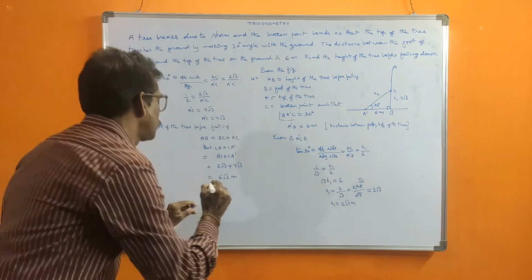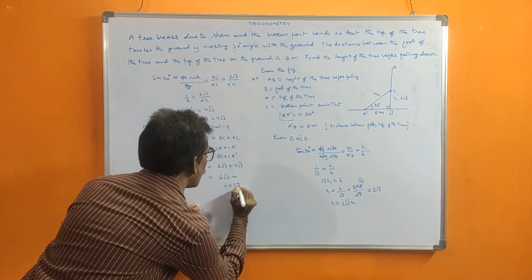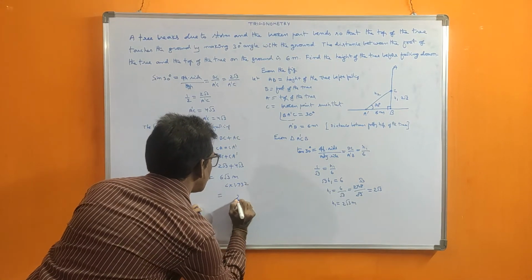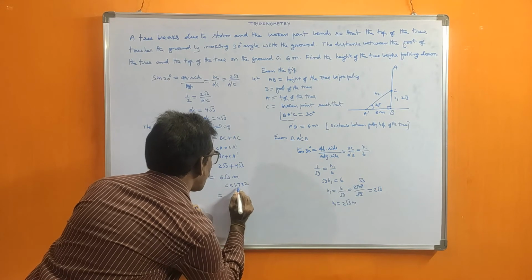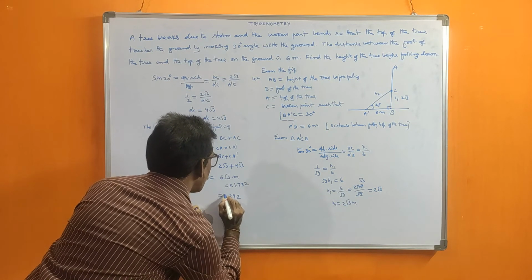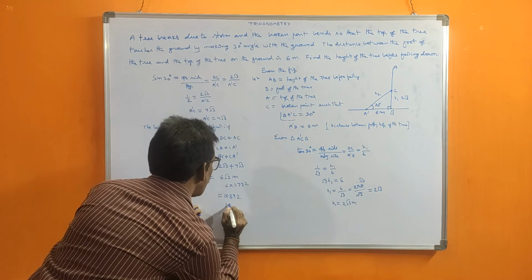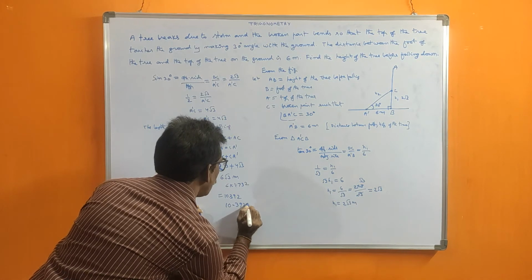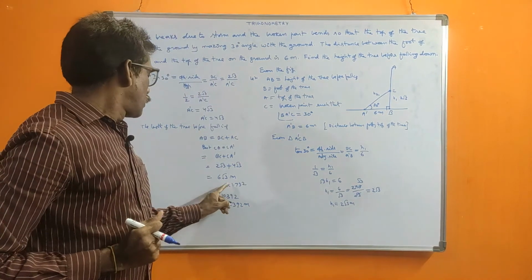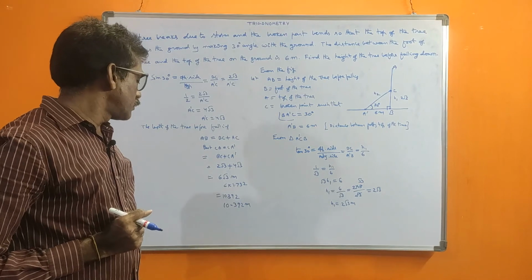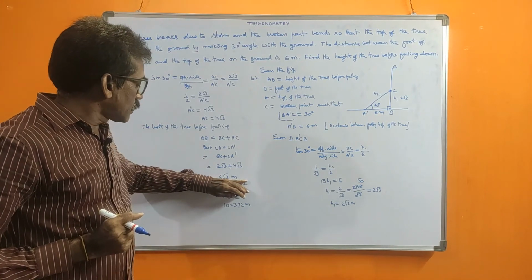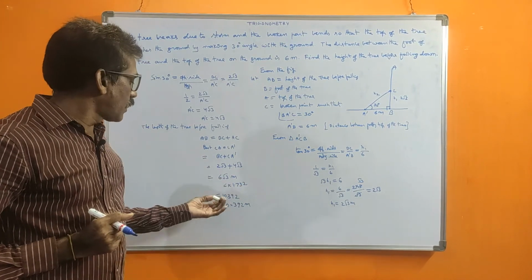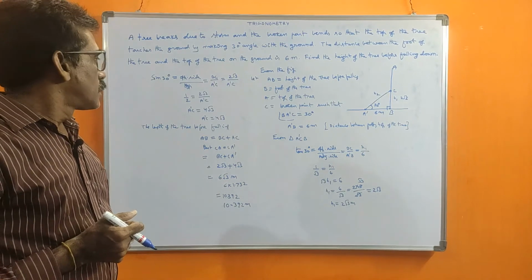If you want, 6 into 1.732 is 10.392 meters, because root 3 value is 1.732. If you don't calculate this also, no problem. If you calculate, okay.